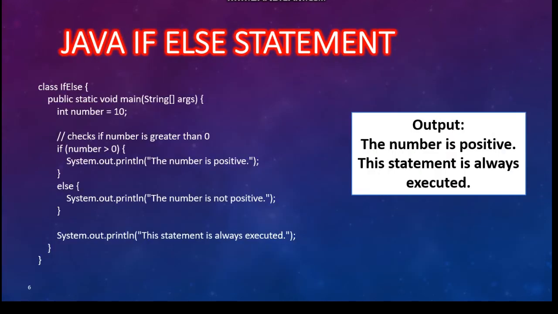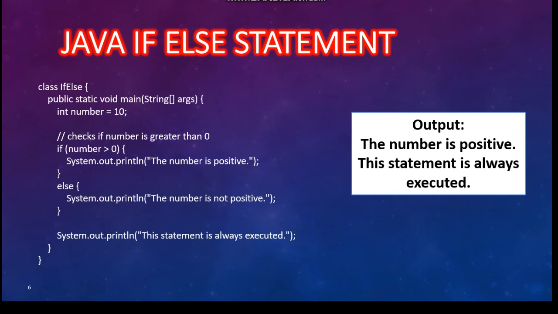Java if else statement. Class IfElse, public static void main, String args. Public is the access specifier, void is the null value, nothing will be stored in that. Main is the main method of the program. Check if the number is greater than 0. If number is greater than 0, System.out.println("The number is positive"). It should print the number is positive. If this is not true, else System.out.println("The number is not positive"). So what should be printed after this?